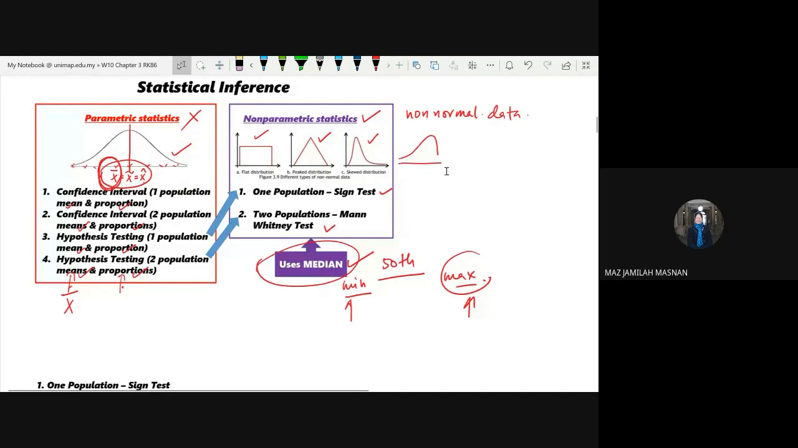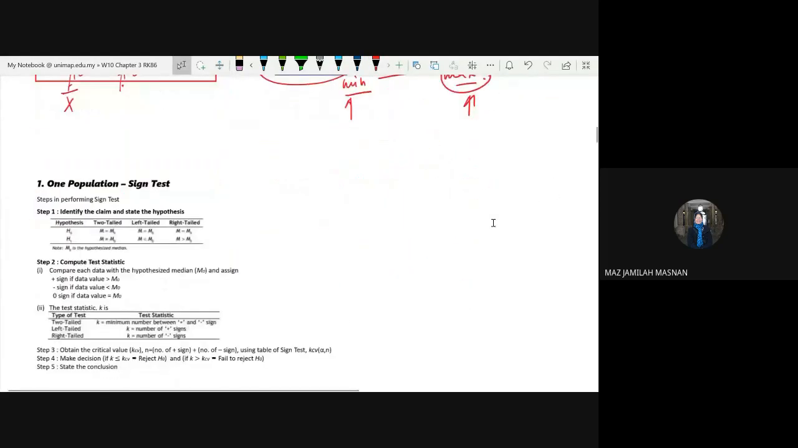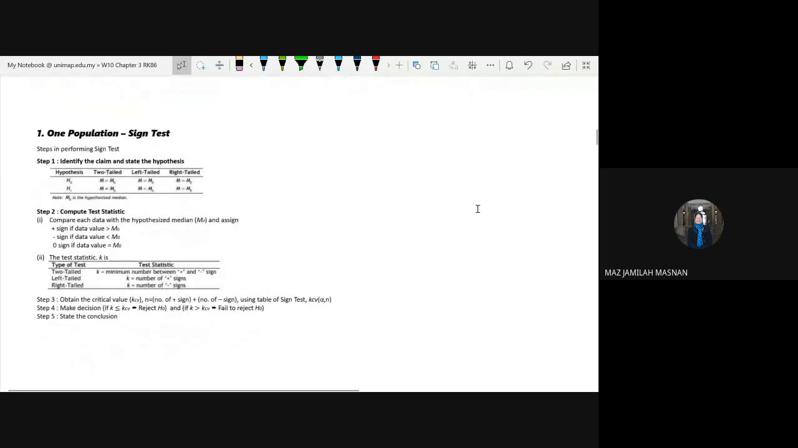Now remember, non-parametric statistics is for non-normal data, and we are going to use the median for our hypothesis testing. So, class, when we talk about the sign test and the Mann-Whitney test, we are talking about hypothesis testing. That's why this arrow shows hypothesis testing for one population and hypothesis testing for two populations. Let us look at the first method. Hopefully we can finish our class early, regardless of the hassle at the beginning.